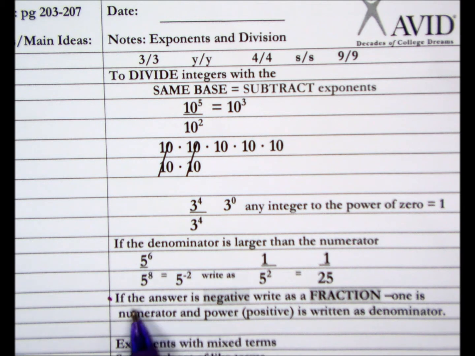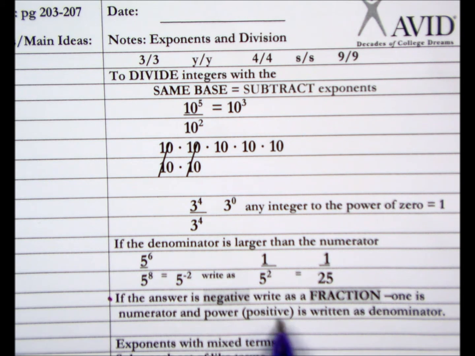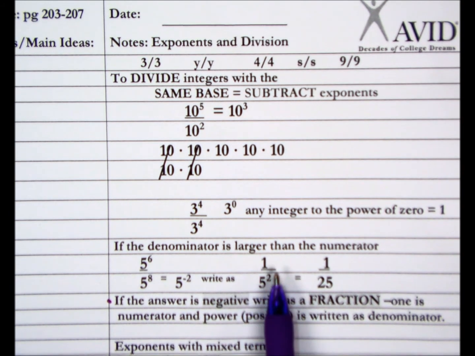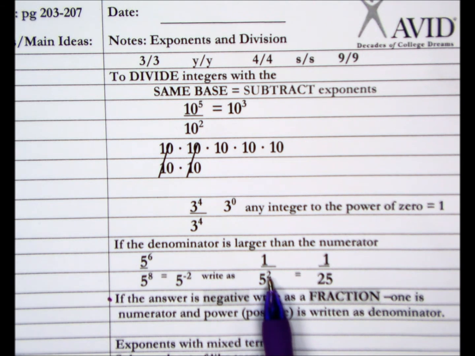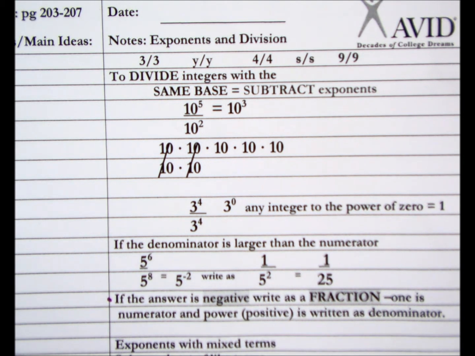This is important to remember. If the answer is negative, write as a fraction. 1 is the numerator, and the power in the positive, not the negative, is written as the denominator. So our answer was negative, so we wrote it as a fraction with 1 as the numerator, and 5 with a positive square, 5 squared, as the denominator.